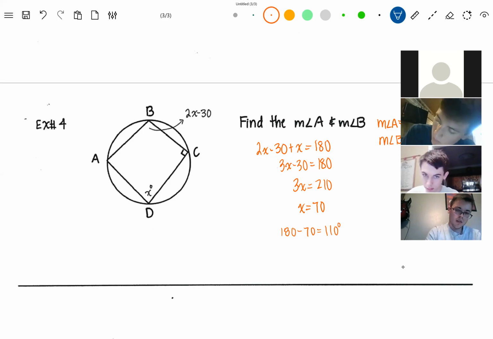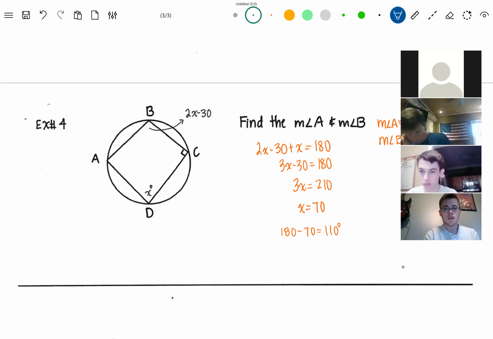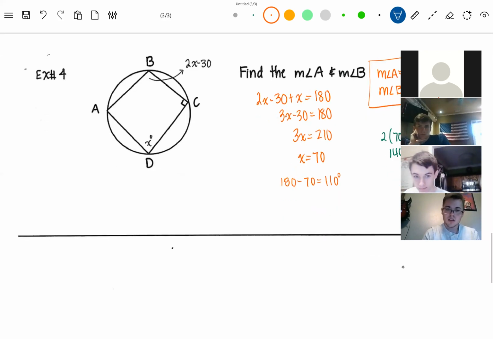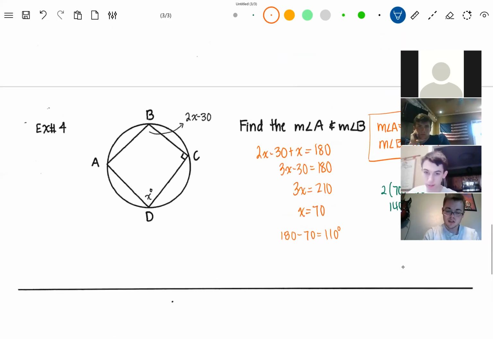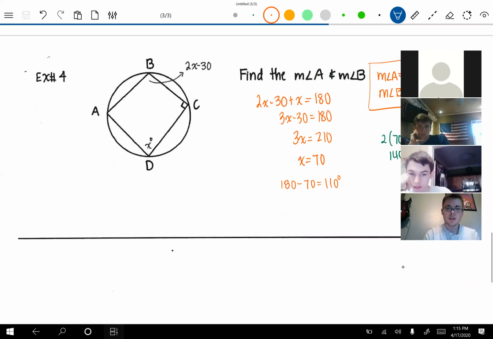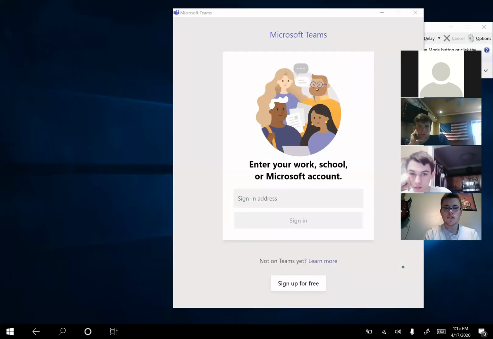Now, on the notes, I didn't use that common sense there, and I plugged it in. But guess what? I got the same thing. I got 2 times 70 minus 30. That's 140 minus 30, which is still 110. So whatever way you do it, you'll get the right answer. Just one way might be easier. Anybody have a question about number 4? Is everybody good on that?